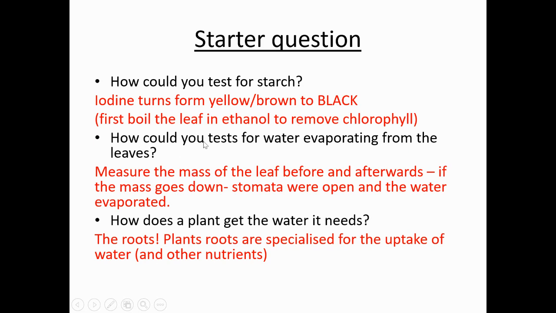How could you test for water evaporating from the leaves? Well, simply you measure the mass of the leaf. Measure it before and afterwards, and if the mass goes down, that means the stomata were open and water has evaporated from the leaf, and if the mass hasn't changed, then no water will have evaporated because it's the same mass. How does the plant get water that it needs? Well, it's through the roots. The roots are the specialised parts of the plant, the organs specially designed for absorbing water, but also other things from the soil as well, like nutrients and minerals.